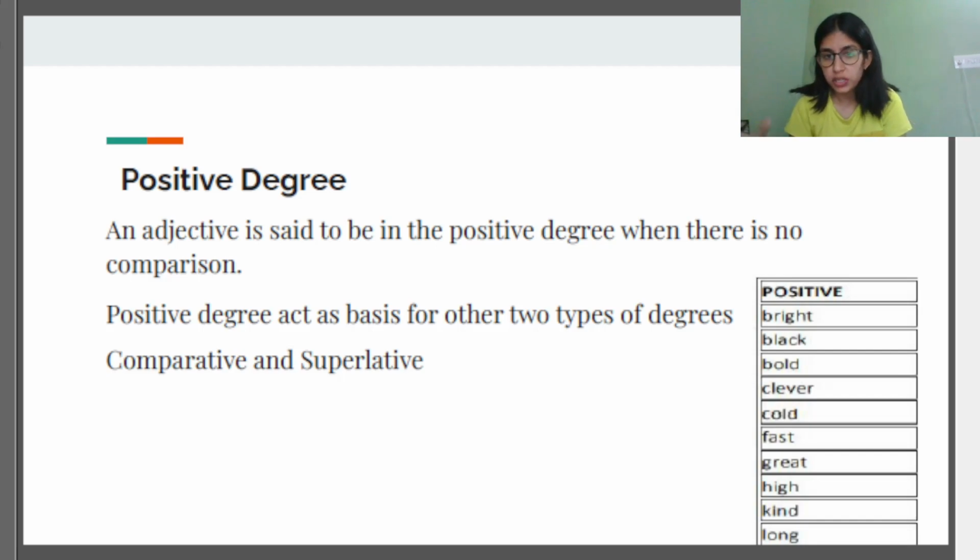The other two degrees are comparative, where a comparison is being made, and superlative, which we'll discuss later on as well. So it acts as a basis for the other two types, right? Positives are: bright, black, bold, clever, cold, fast, great, high, kind, long. These are some of the positive degrees that are there as examples of adjectives.